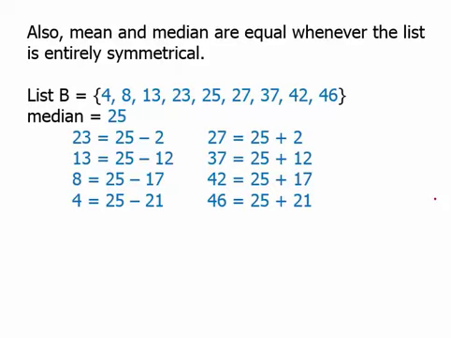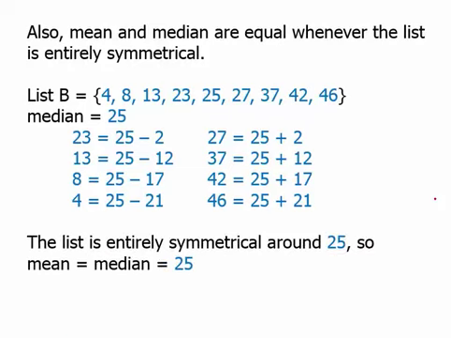Another way to see that, incidentally, is that 13 plus 37 is 50, 8 plus 42 is 50, and 4 plus 46 is 50. All of which are double of 25. And so that means that everything is perfectly symmetrical around 25. If we put these as dots on the number line, it would be a completely symmetrical pattern of dots. And so because the entire list is symmetrical around 25, it means that the mean equals the median. Both are 25.